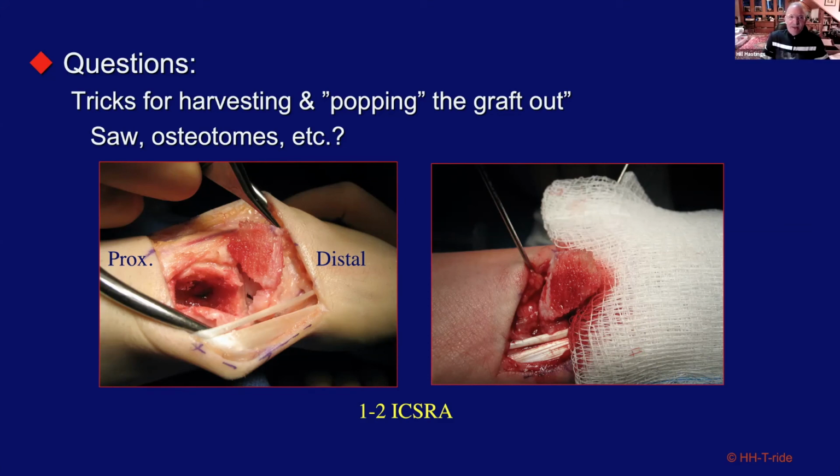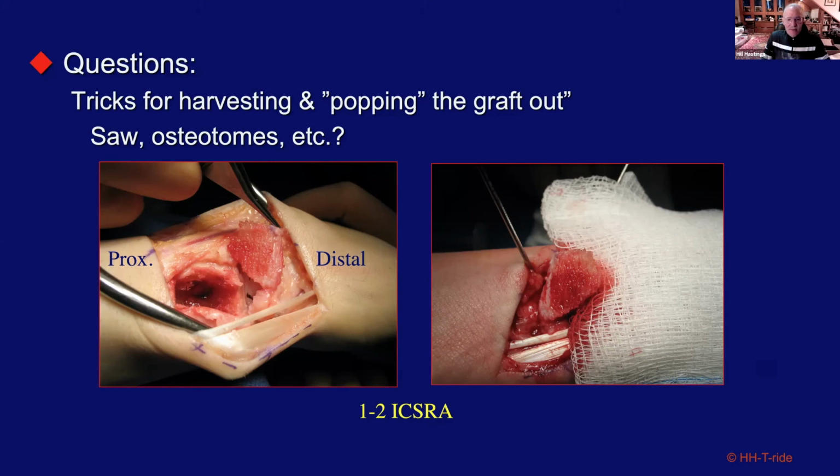I put in a slide about tips for popping out the graft. I'll pass through this pretty quickly because we're running short on time. I personally take a small saw to make the cuts, and then I put osteotomes on all four quadrants to create a little space. Then with one osteotome on one side, I just lever it so the osteotome cracks the very bottom of the graft. Kyle advises using a small curved Freer elevator to free up the very bottom of the graft so it pops out easily.